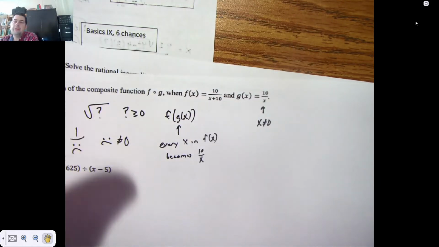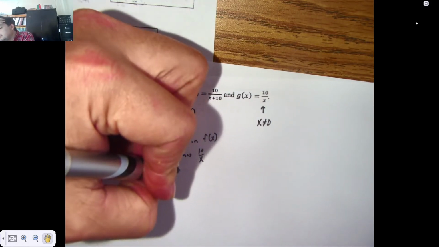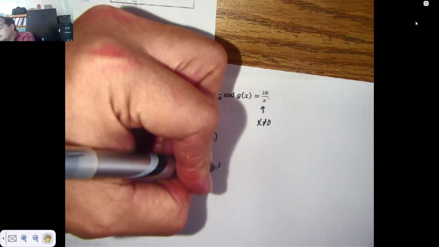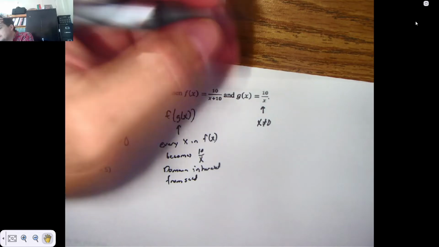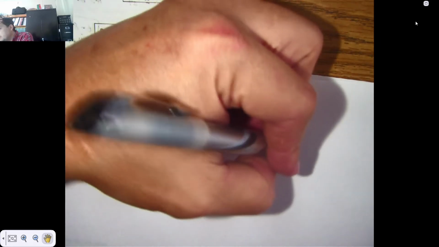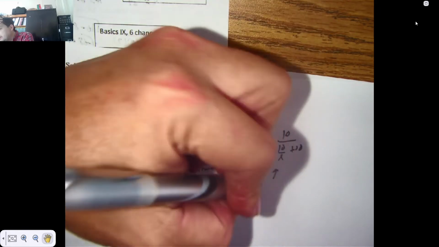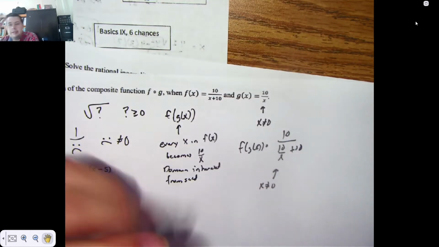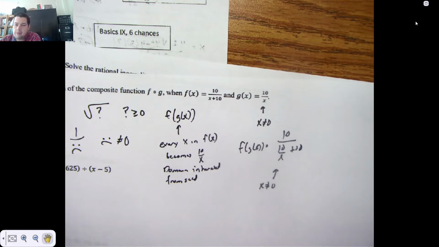Composition functions, domain is inherited from the seed. That's kind of the other issue. Domain is inherited, which I'm pretty sure I misspelled, from the seed. And we are literally seeding f with g of x. So let's make our composition function. F composed of g of x would be initially 10 over x plus 10. And I can look right here and tell you that x is not 0. If x is 0, this thing is dead in the water.